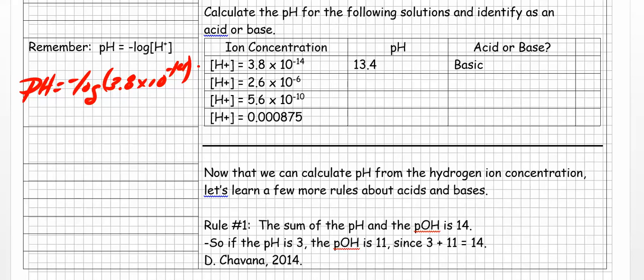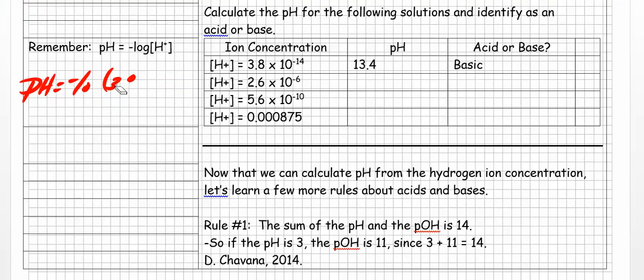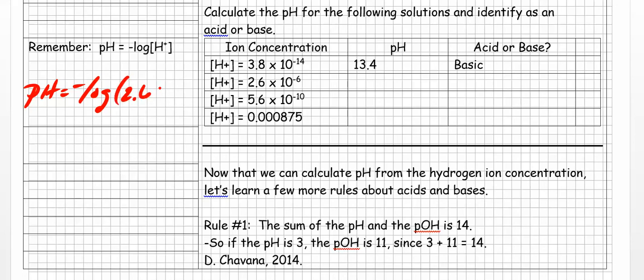In the same way, in this second one, let me erase this so I'll give myself a little bit more room. This time I've got a hydrogen ion concentration of 2.6 times 10 to the minus 6. I'm expecting something pretty close to 6, okay? Because the 2.6 is not going to throw me that far away from the 6. So pH is equal to minus the logarithm of 2.6 times 10 to the minus 6.